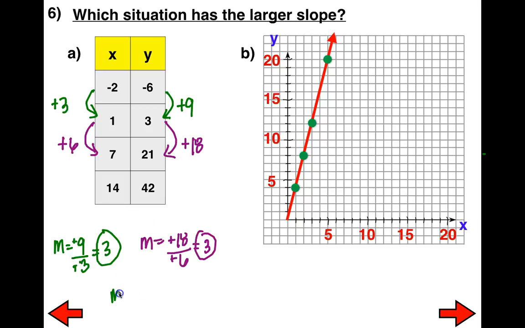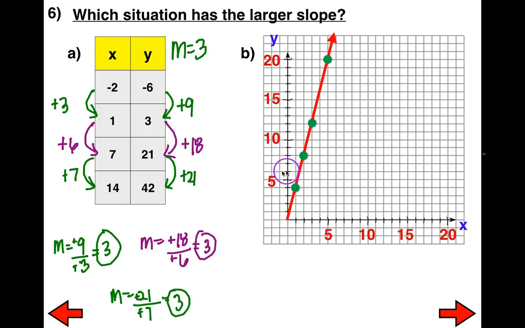Now last one. How is a 21 becoming a 42? I am adding 21. That's my change in y. And what is my change in x? I'm going from 7 to 14, so I'm adding 7. So here it is 3. So in this example, my slope is 3.